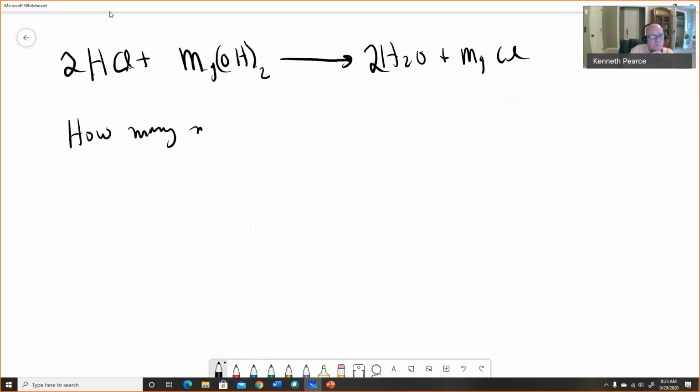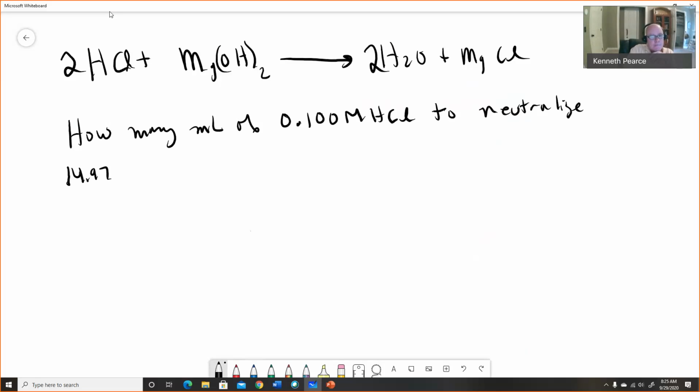And so let's say, how many milliliters of 0.100 molar HCl to neutralize 14.97 milliliters of 0.300 molar magnesium hydroxide.